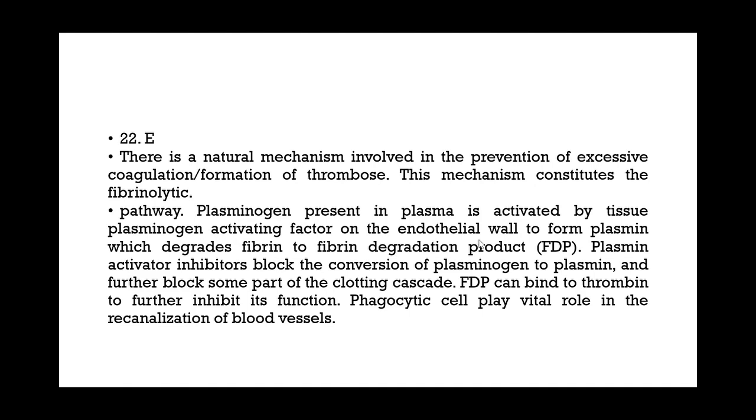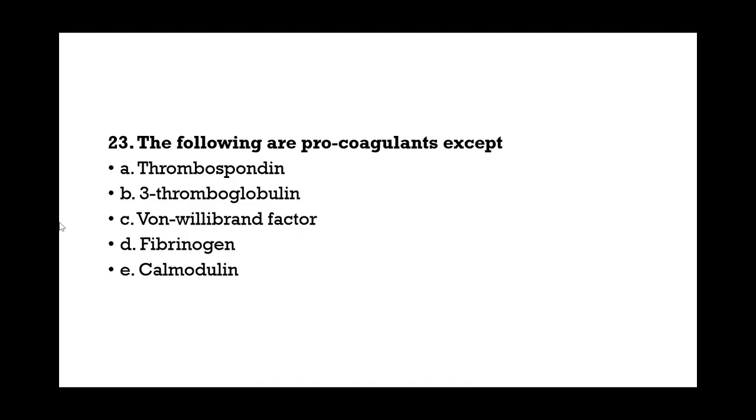Plasmin activator inhibitors block the conversion of plasminogen to plasmin and further block some part of the clotting cascade. Fibrin degradation product can bind to thrombin to further inhibit its function. Phagocytic cells play a vital role in the recanalization of blood vessels.